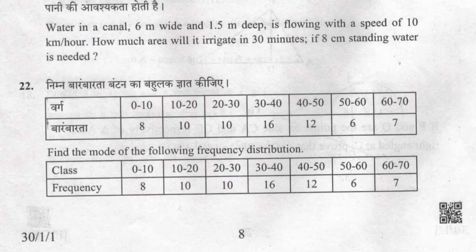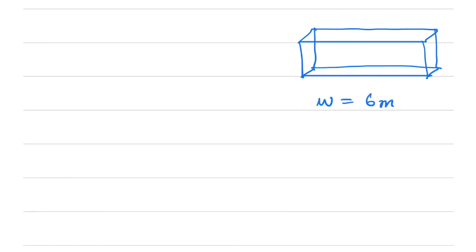21st question. In this, there is water in a canal which is 6 meter wide and 1.5 meter deep, and the water is flowing with a speed of 10 km per hour. How much area will it irrigate in 30 minutes if 8 centimeter standing water is needed? In this question, we have a canal. It may look like a cuboid. Width is equal to 6 meter and depth or height is 1.5 meter.